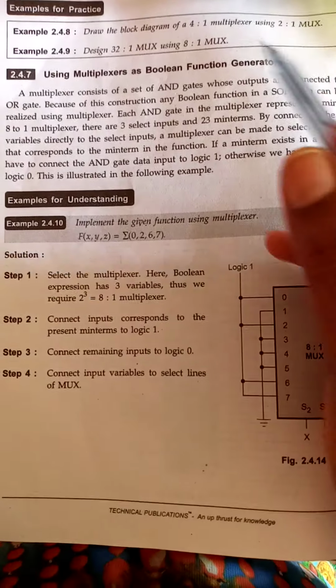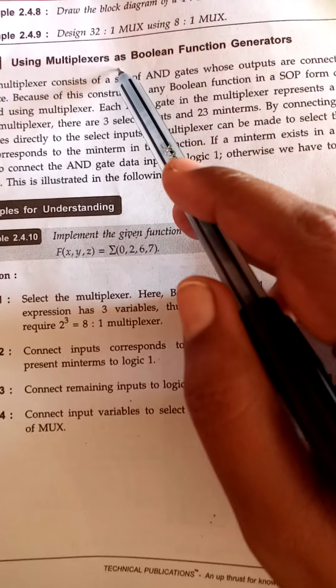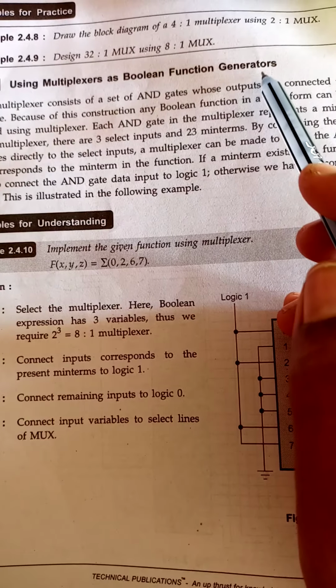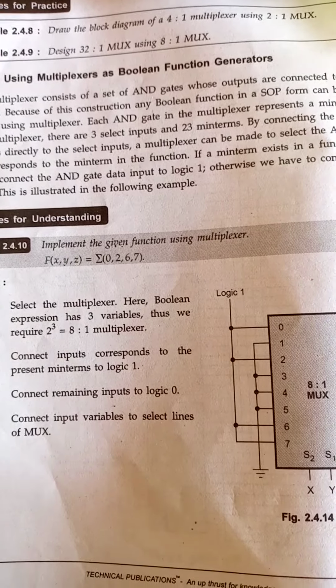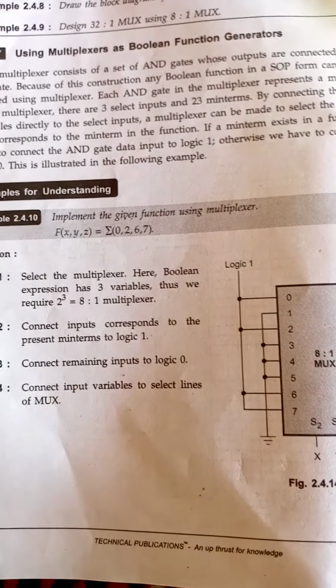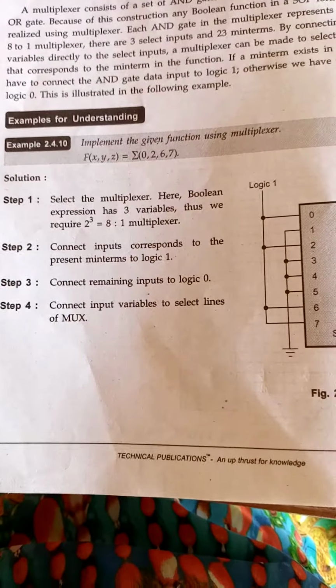Now let us go ahead with the next topic, using multiplexers as Boolean function generators. We'll take an example and understand. This topic is very important from your exam point of view, because many questions from this part will be given in your exams, but it is very easy. For example, implement the given function using a multiplexer. So what are you given?